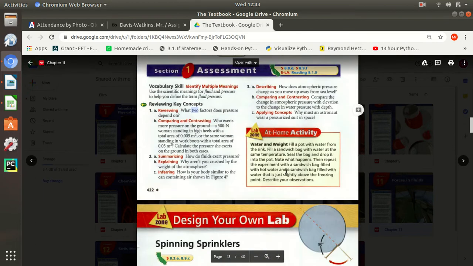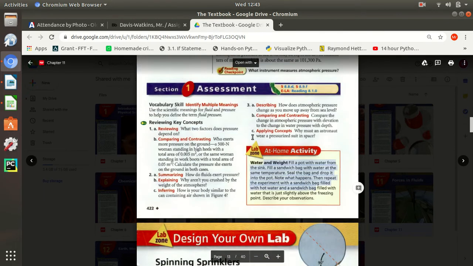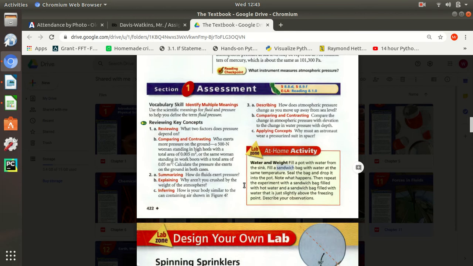Now, the labs. You don't have to do the labs unless you want to and your parents say that you can. So talk to them and make sure that that's a lab that you guys want to do at home. Some of them get pretty messy. Let them know what's involved in it.